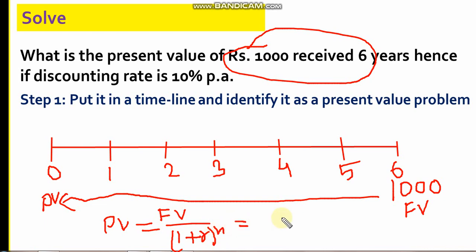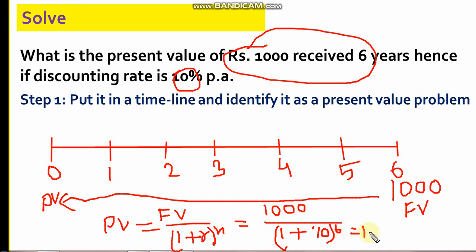So what is my future value here? This value is in future, that is in 6th year. So 1000 rupees, that is in 6th year. 1 plus, what is my discounting rate? My discounting rate is 10%. So 1 plus 0.10, please remember we have to convert it to point. 10% means 0.10, to the power, what is my n? N is 6, right?